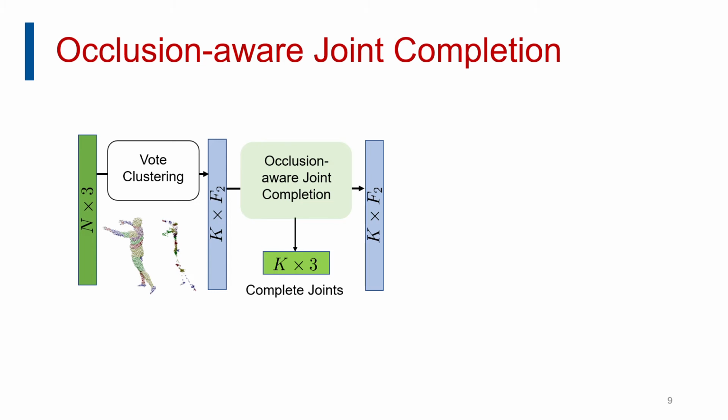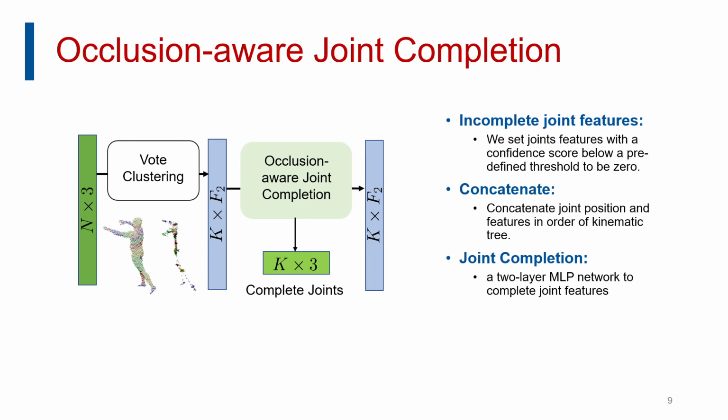We first concatenate the joint position and feature in the channel dimensions, and then list them in the order of the kinematic tree. We use a two-layer MLP network to transform incomplete joint features into the completed joint features, and then an additional FC layer for predicting refined joint positions.